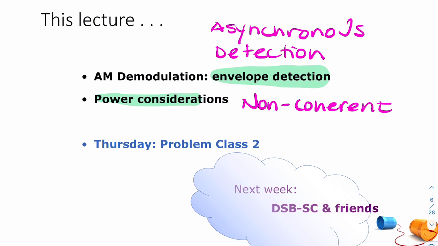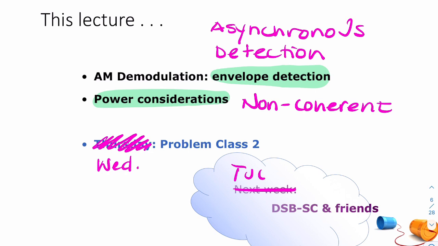Later in the lecture, we'll talk about power considerations and power efficiency, and we'll then have a problem class. It says Thursday, but we know it's Wednesday. Next week, actually brought forward to Tuesday, we'll be talking about the remaining members of the AM family: double sideband suppressed carrier, or just DSB, single sideband, and vestigial sideband, VSB.